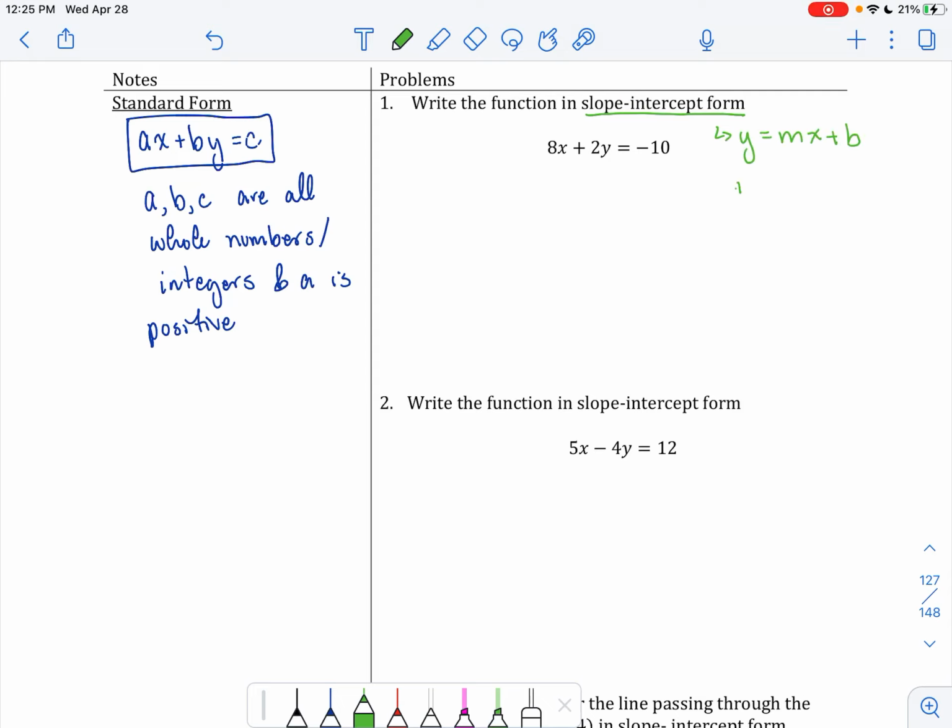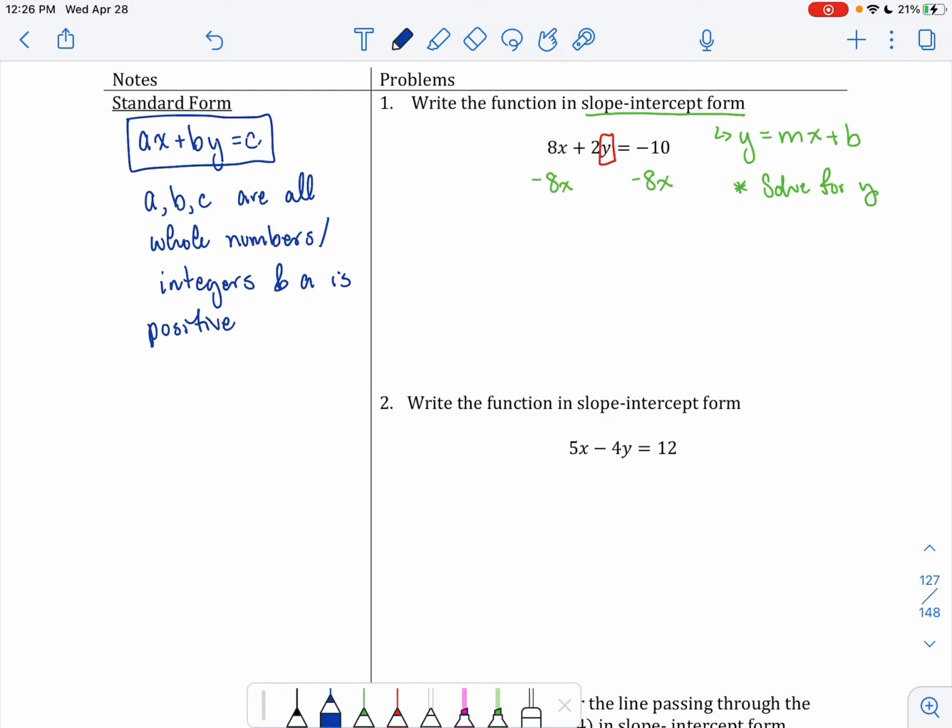The first thing I'm going to do is subtract away the 8x to cancel that out because I can deal with the 2 later. So subtract 8x on both sides, and the 2y is still there, and we put the 8x first because it's in slope-intercept form. So now we have 2y is equal to negative 8x minus 10. We divide everything now by 2.